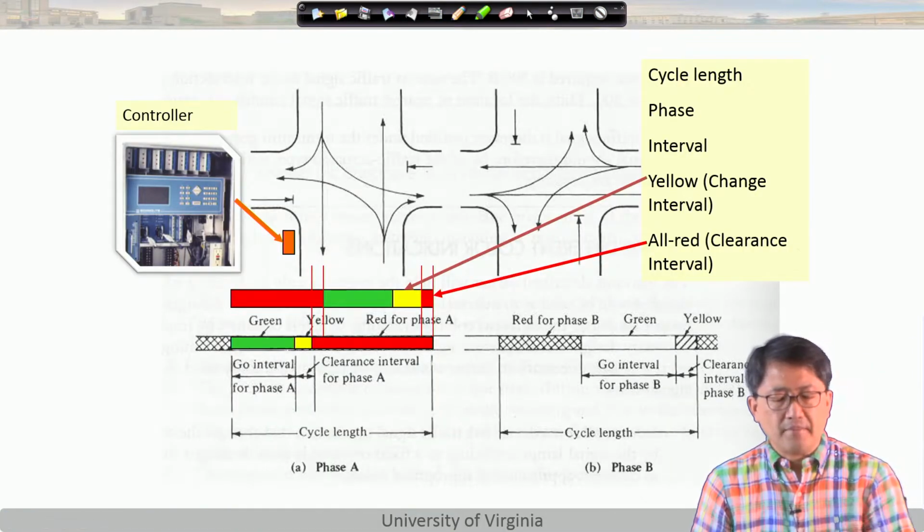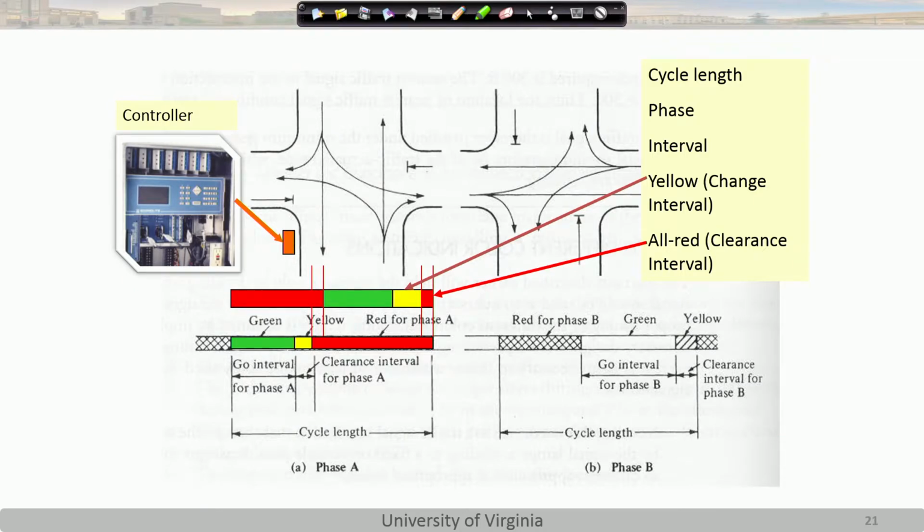And showing the same thing with the controllers and different phases. Different textbooks or different controllers use slightly different names for the terminologies, but you probably can figure it out. Cycle lengths and phases, or similar to the durations of the phases or intervals, yellow and red clearance time.